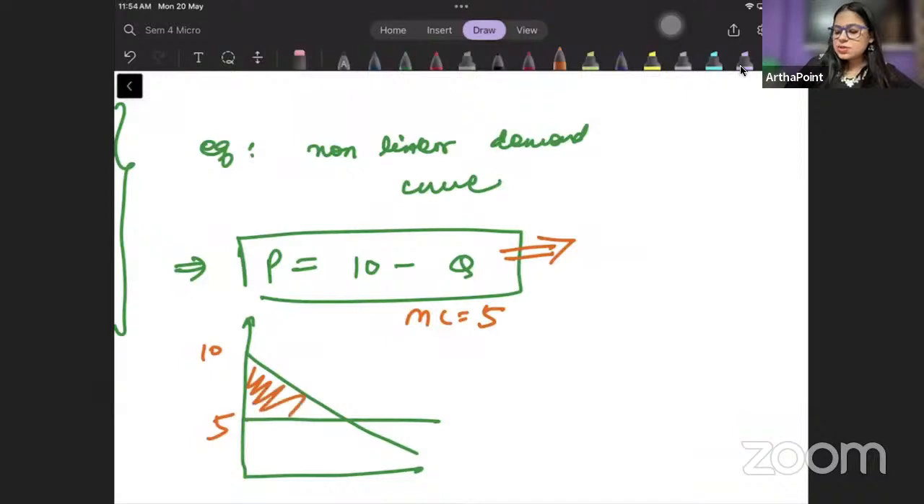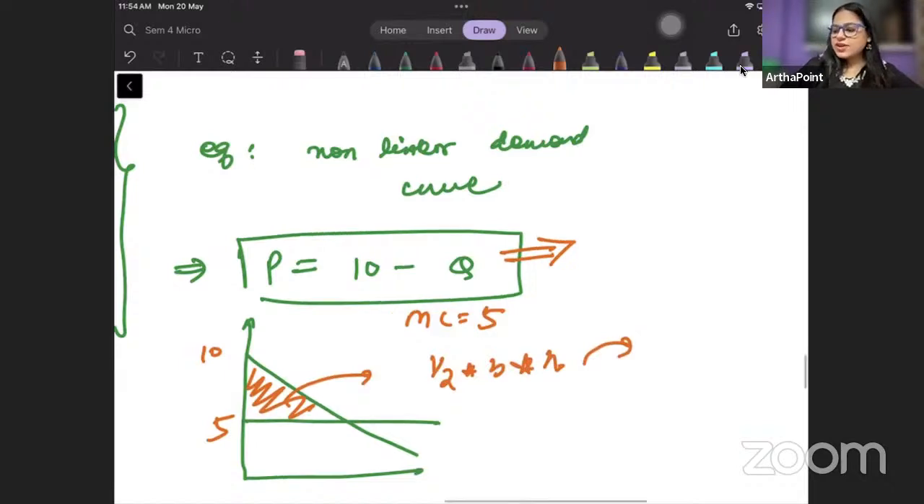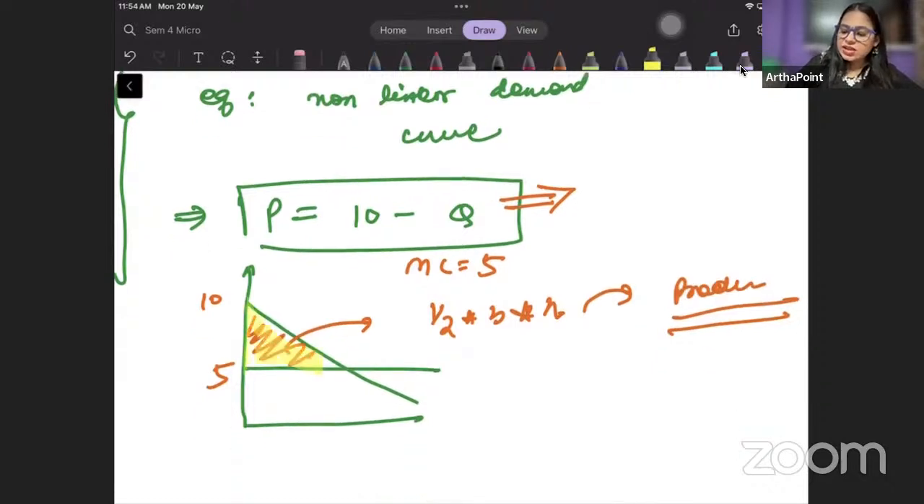यहाँ पे आप consumer surplus निकाल लोगे as half into base into height, and from consumer surplus you will just go ahead and give that to the producer. वो आपका producer surplus बन जाएगा. But this question is easy because you just have to find the area of this triangle, right?